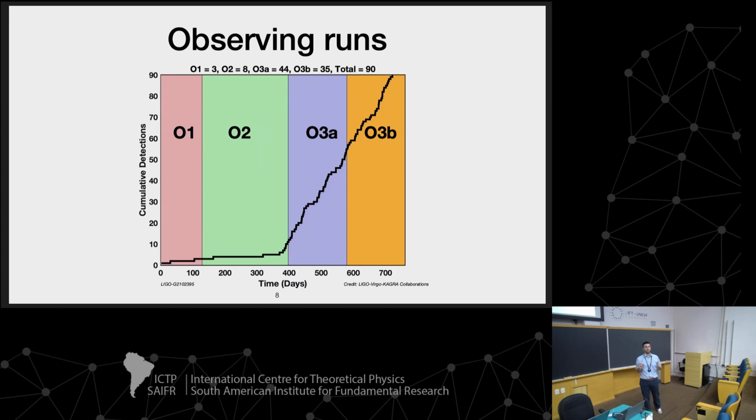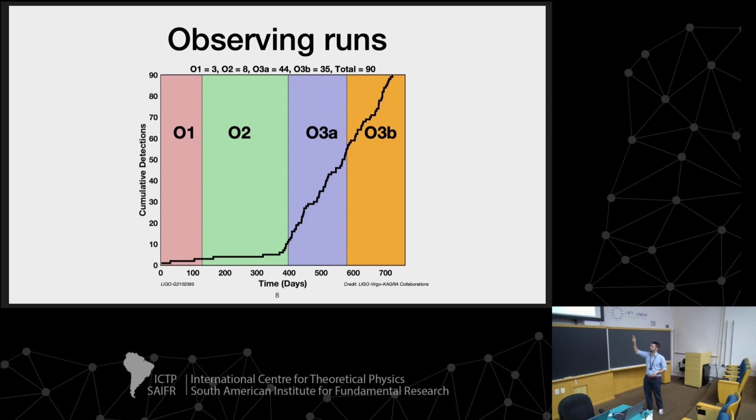When we observe gravitational waves, we are in an observing run. So basically, we switch on the detector, we let it run, and we collect data. This is how it works. So far, we had 3 observing runs. What I'm showing here is the cumulative number of gravitational wave detections that we collected so far over time.